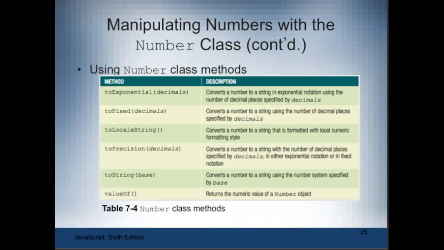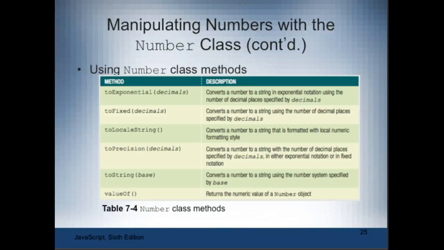Table 7.4 shows the class methods of the Number class. The toExponential method converts a number to a string in exponential notation using the number of decimal places specified by the argument decimals. The toFixed method converts a number to a string using the number of decimal places specified by decimals. The toLocaleString method converts a number to a string that's formatted with local numeric formatting style, for example, periods instead of commas for the thousandths place in Europe.